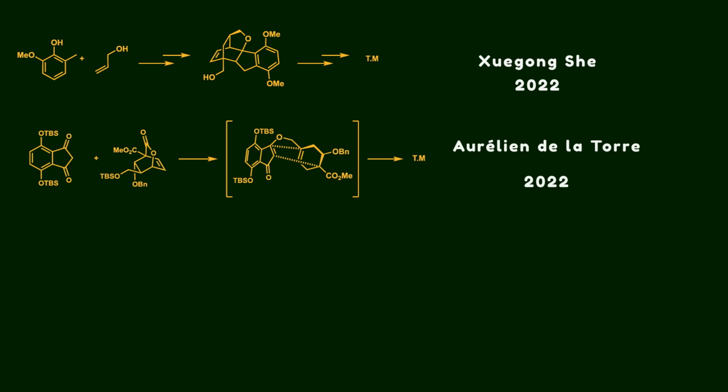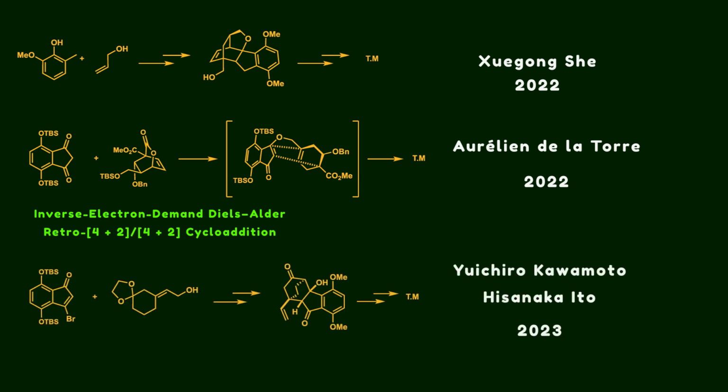That same year, the Tong group achieved the first enantioselective total synthesis of Lucidumone, employing an inverse electron demand Diels-Alder reaction followed by a one-pot retro-[4+2] cycloaddition sequence. In 2023, Kawamoto and Ito's group disclosed a fascinating racemic total synthesis of Lucidumone using a one-pot glycine rearrangement followed by an intramolecular aldol reaction. They also described an enantioselective version of the synthesis via a chiral transfer strategy in the glycine rearrangement.